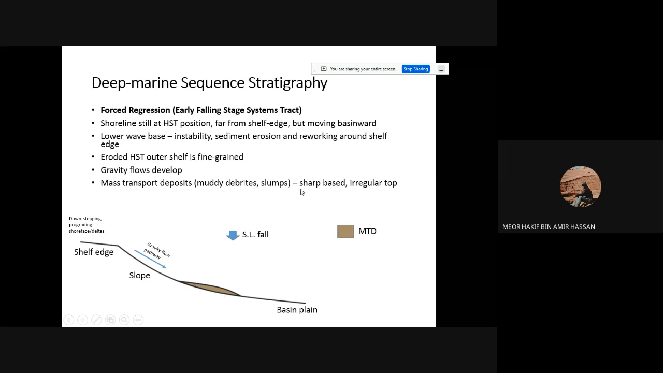So these debrites will be sharp based and will have an irregular top. Lots of topography here. Okay? So I'm marking the debrites here as MTD. It means mass transport deposit, but you don't really need to remember that name. So this is just debrites.